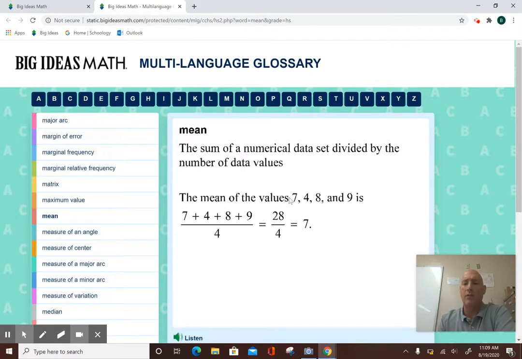So the mean of the values 7, 4, 8, and 9 is... It'll make sense more in context. Let's say I play basketball. I score 7 the first game, 4 the next game, 8 the game after that, and 9 in my fourth game. When I look at this, what this means is I'm searching for my average points per game. That's what the mean is, your average points per game. So I would add up how I did in all those games, 28 total points in 4 games. 28 divided by 4 is 7, so I would have 7 points per game.